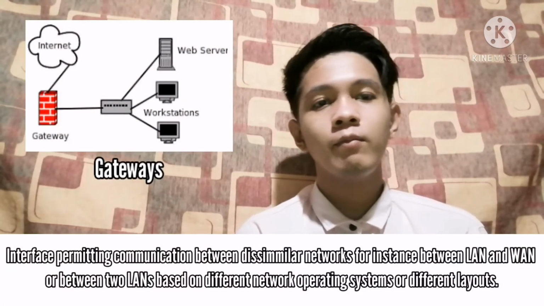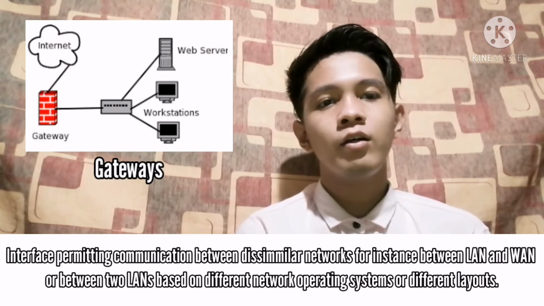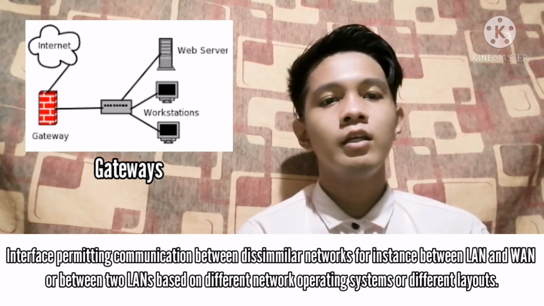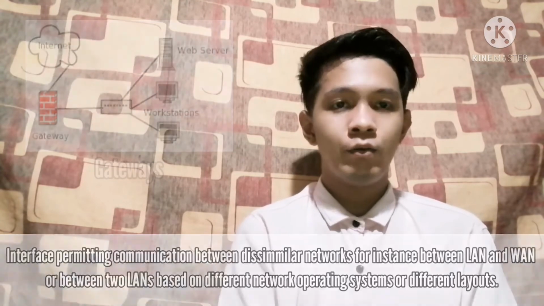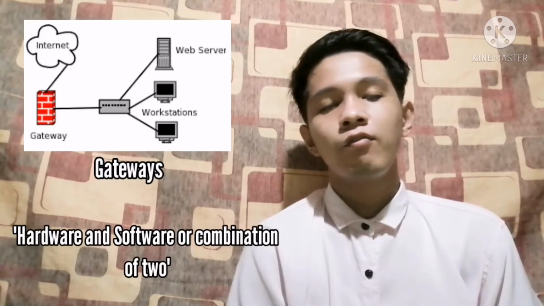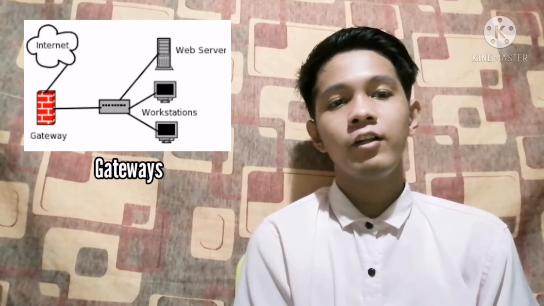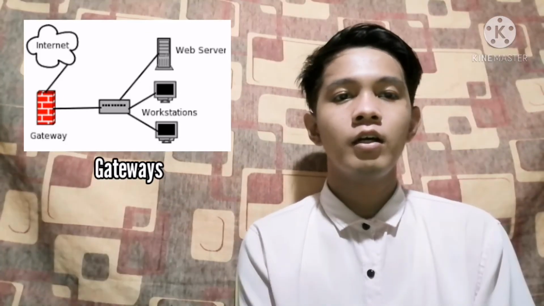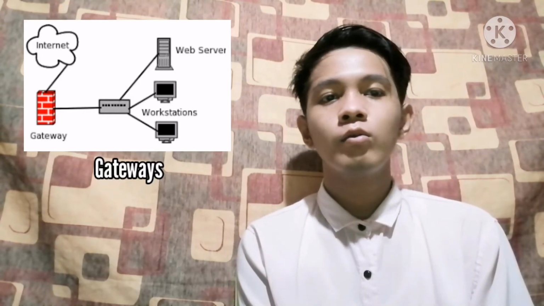A gateway is an interface permitting communication between dissimilar networks, for instance between one LAN and another LAN based on a different network operating system or different layout. A gateway can be hardware, software, or a combination of the two. Because a network gateway by definition appears at the edge of the network, related capabilities like a firewall tend to be integrated with it.